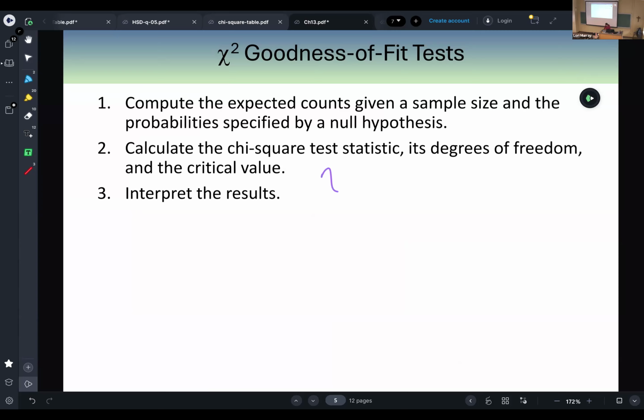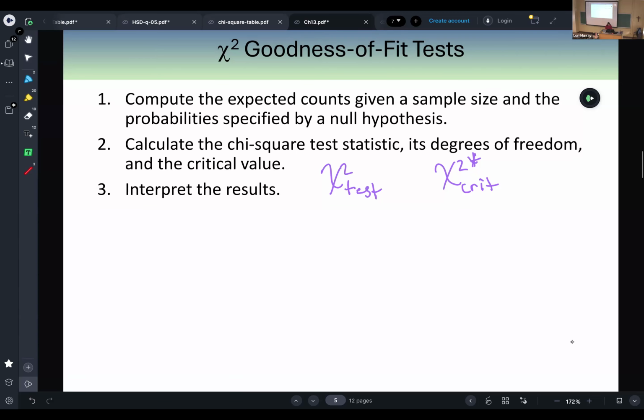So there's going to be the chi-square test statistic, and we're going to compare it to the chi-square star, the critical value from the chi-square table of theoretical values. I call them theoretical because they're made up of the perfect distributions dependent on the degrees of freedom. Whereas the chi-square test value, that's just the test statistic, it is random because it's coming from the data. We just compare them and we interpret the results.